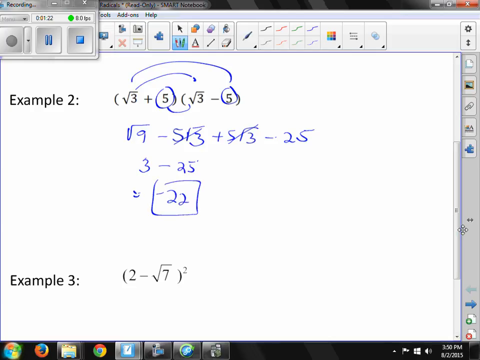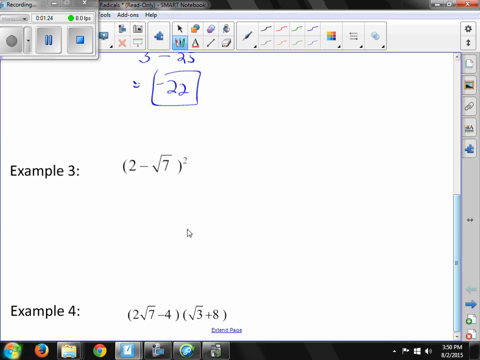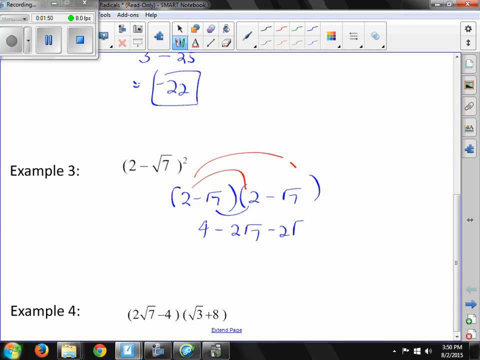Example 3. We're squaring 2 minus the square root of 7. That means we're going to write it down: 2 minus the square root of 7 times itself. Multiply it by itself. So we'll start off with the first: 2 times 2 would be 4. The outer, positive times a negative, would be negative 2 square roots of 7. The inner would be negative 2 square roots of 7.